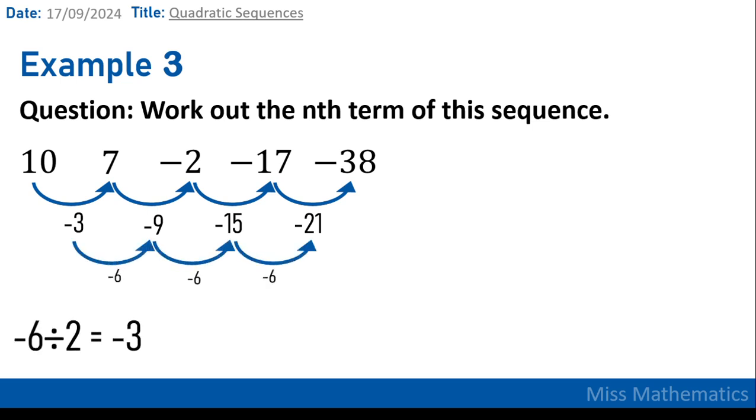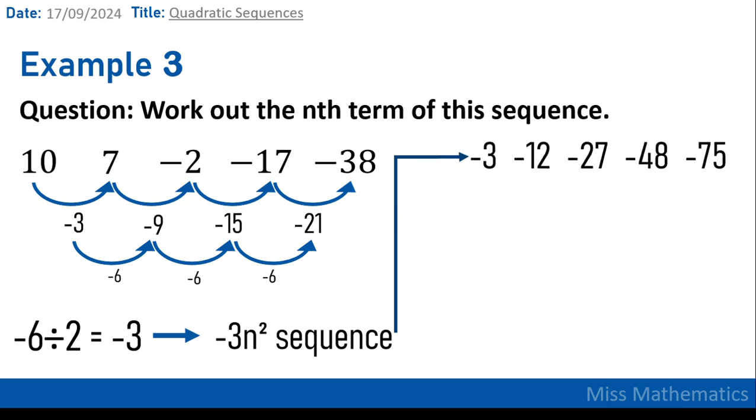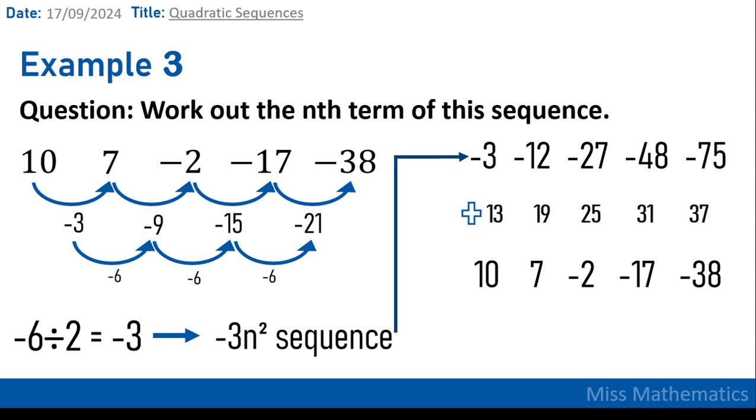So you have to be careful with your negatives, as you always have to be in algebra. So you do minus 6 divided by 2 this time, and that is minus 3. Don't convert that into a positive 3. So you have to find the minus 3n squared sequence. So this is basically the 3n squared sequence, but everything has a minus in front of it. And we have to compare this to 10, 7, minus 2, minus 17, and minus 38. So if we find the comparison, you have to add 13, 19, 25, 31, and 37.